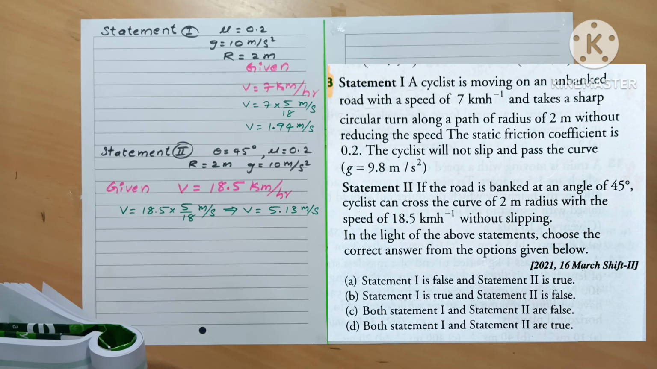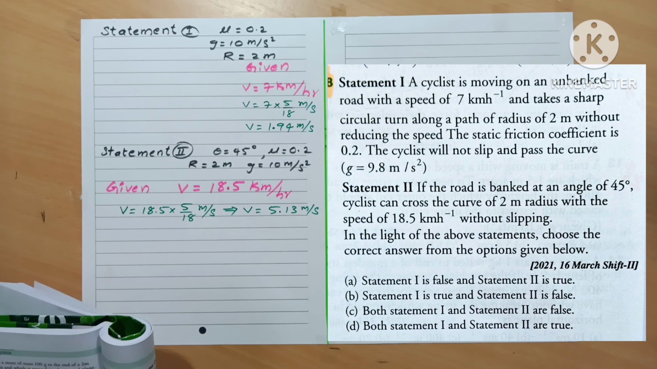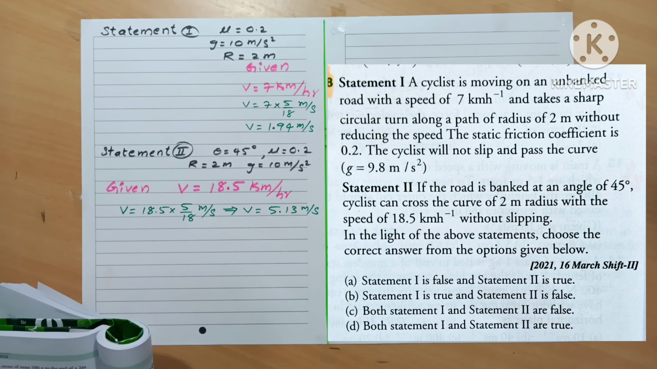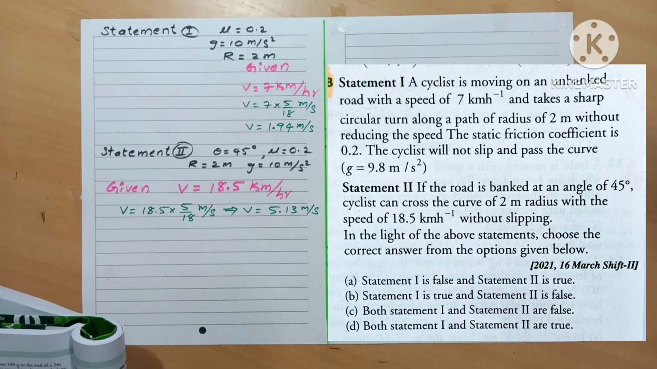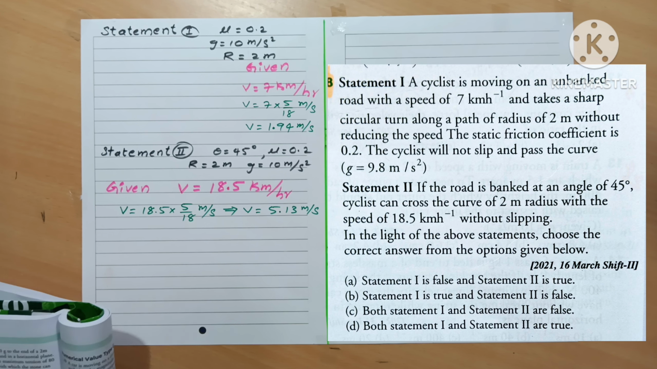A cyclist is moving on an unbanked road, that is a horizontal road, with a speed of 7 km per hour. The time taken to take a sharp circular turn along a path of radius r equal to 2 meters without reducing speed. The coefficient of static friction is 0.2. The cyclist will not slip and pass the curved path, that is the circular path, student.